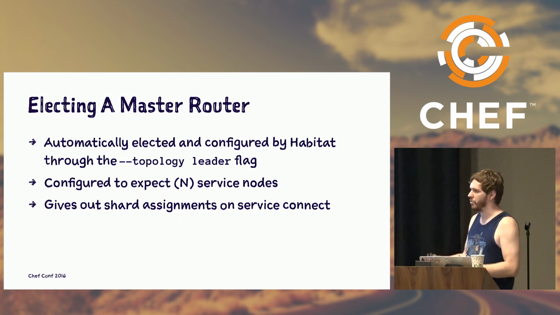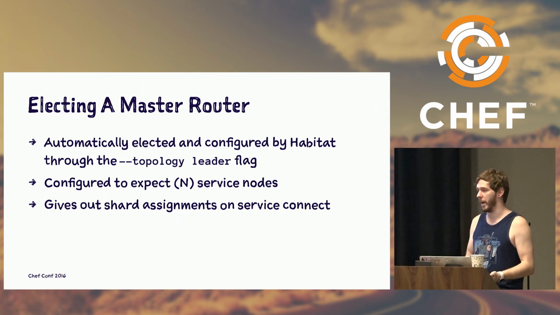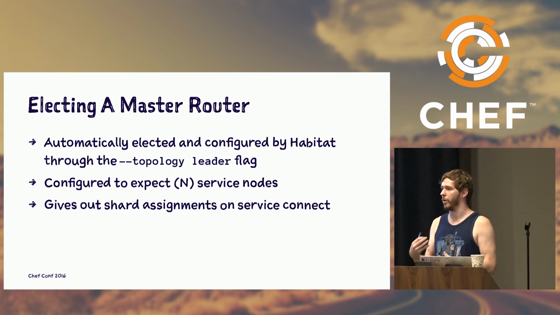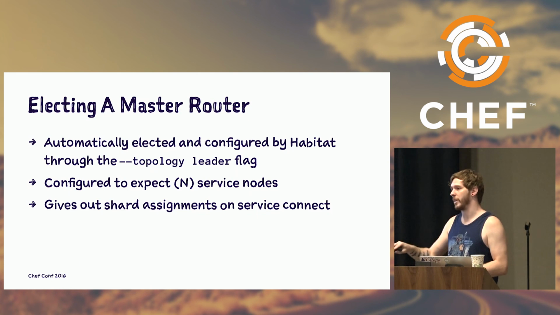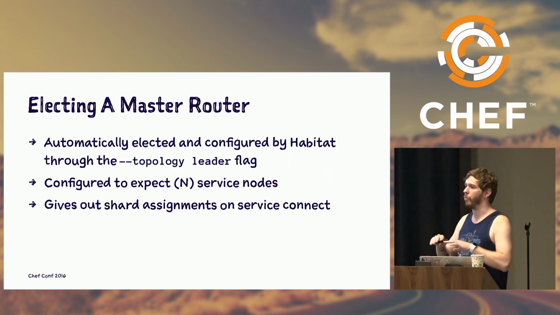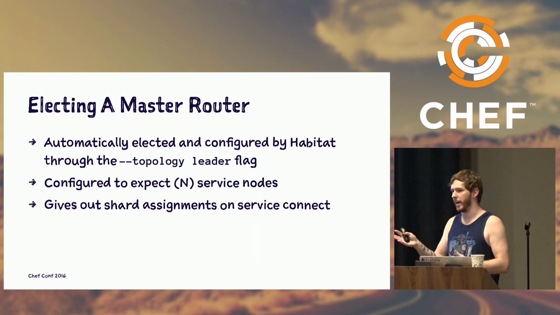Basically what happens is a master router turns on and it's going to expect n number of nodes of a service to come online and ask it for shard assignments. So the master router turns on and says, I expect 4 session servers. So it will pre-shard, it will take the 128 shards, divide them up 4 times, and hand them out to servers as they come in.